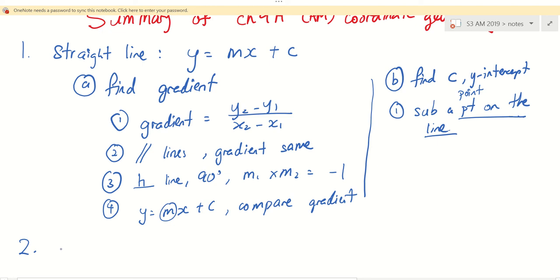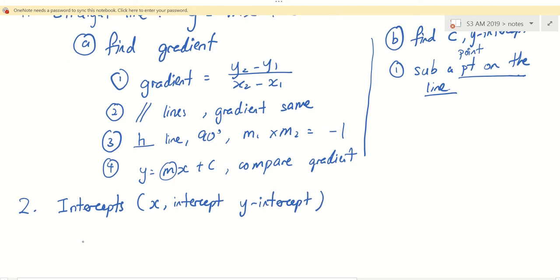Number 2, I want to talk about intercept. I'm referring to x-intercept and y-intercept. So whenever you hear the word cuts the x-axis, what can you conclude? Let y be equals to 0. And you know that the coordinate is always something comma 0.